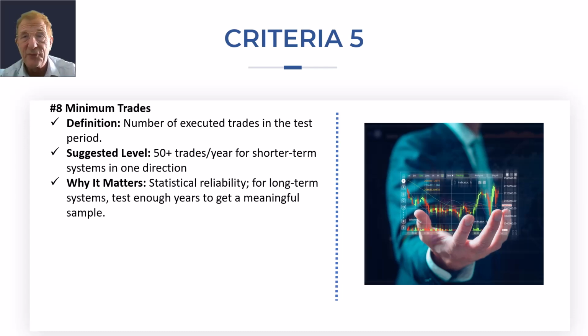For example, if you only had 5 trades, the results you get are likely to be less reliable than if you had 55 or even 505 trades. This creates a problem for long-term systems where you need to test enough years to get a meaningful sample. And so you may adapt this to some degree based on the type of trading that you do.